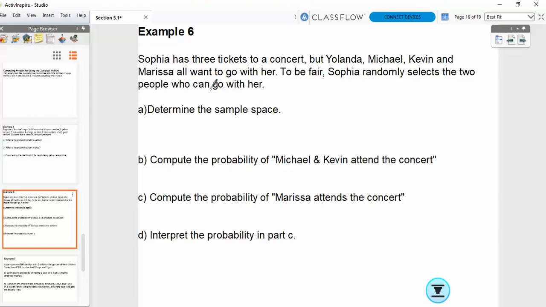So, Sophia has 3 tickets to a concert, but Yolanda, Michael, Kevin, and Marissa all want to go with her. To be fair, she randomly selects the 2 people that can go with her. So, determine the sample space. The sample space is a list of all possible outcomes. Okay, so let's abbreviate these. Yolanda is a Y, Michael is M-I, Kevin is K, Marissa will be M-A. So tell me every possible combination of 2 people we could pick.